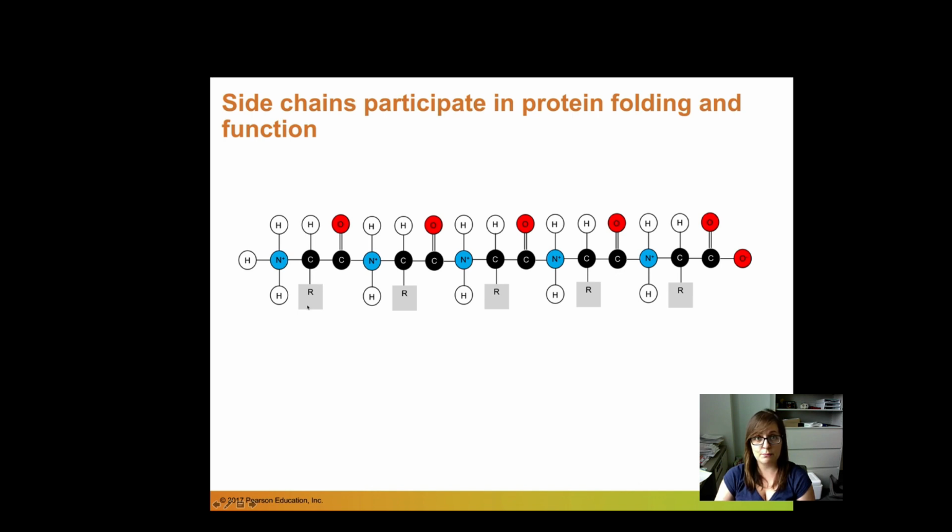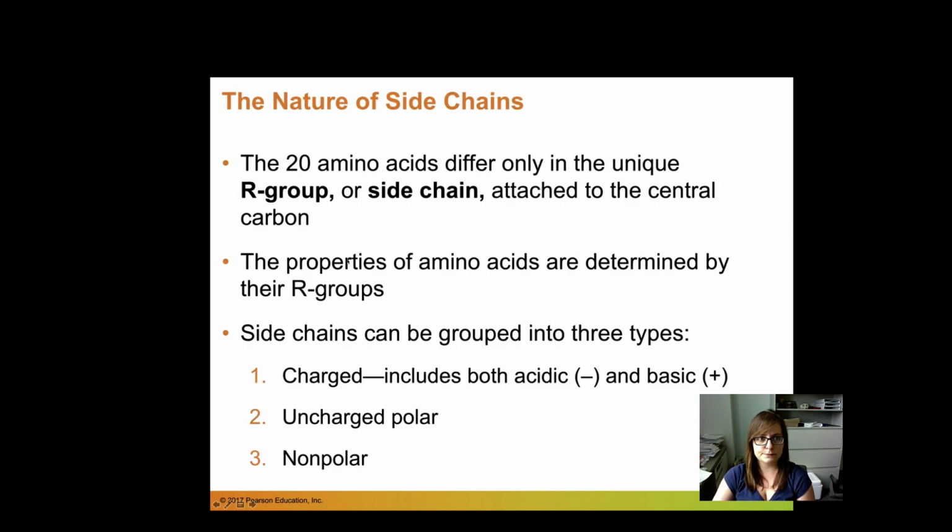and they participate in protein folding and function. And this R group is what gives diversity to a protein. It's what gives that protein its function, its ability to fold into particular shapes that are important for its function, and so on. So these R groups are very important. And we're going to talk about how to categorize them in ways that tell us a little bit about their function.